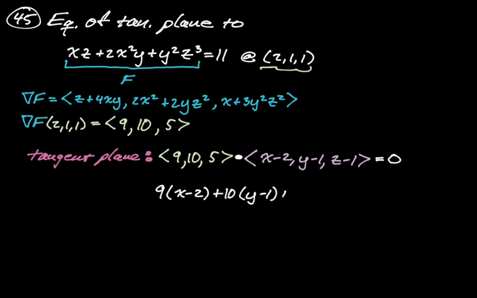You get 9 times (x minus 2) plus 10 times (y minus 1) plus 5 times (z minus 1) equals 0. You could expand that if you want to, but I'm just going to leave it the way it is.